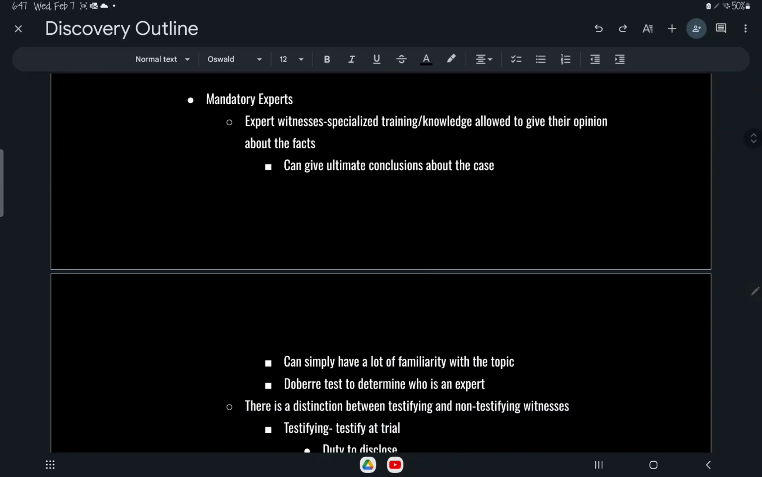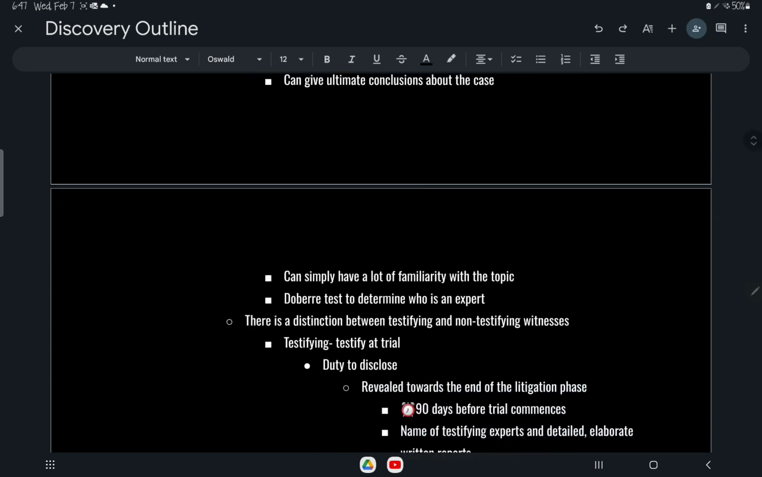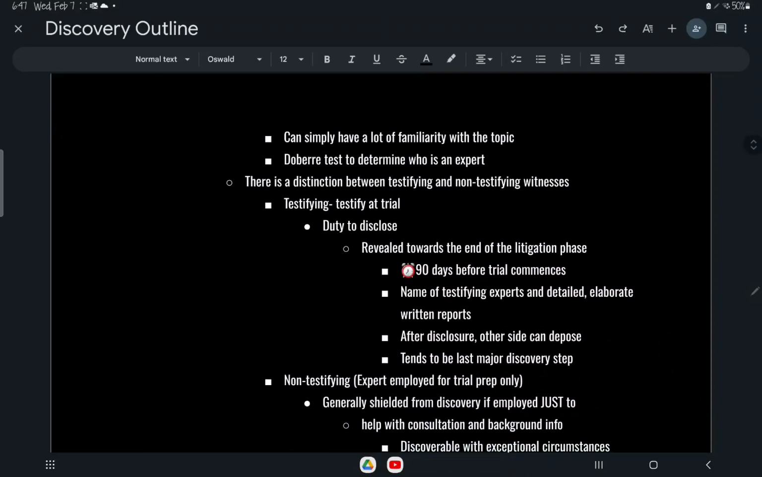Here we have mandatory disclosures of experts, expert witnesses. Their specialized training and knowledge allow them to give their opinion about the facts. They can give ultimate conclusions about the case. They can simply have a lot of familiarity with the topic. And there's a test called the Daubert test to determine who is an expert.